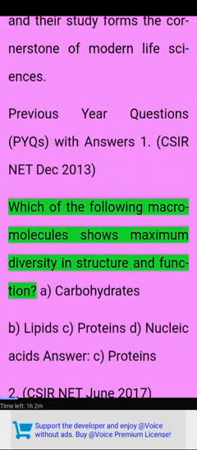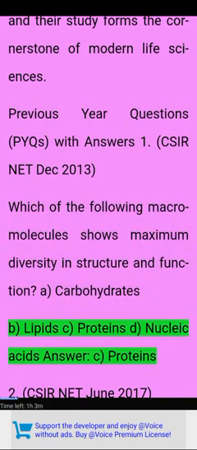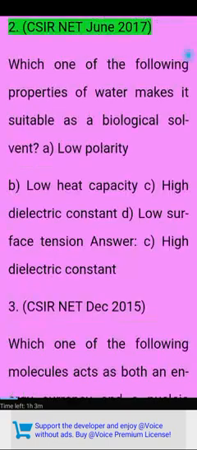Which of the following macromolecules shows maximum diversity in structure and function? A. Carbohydrates. B. Lipids. C. Proteins. D. Nucleic acids. Answer: C. Proteins. 2.